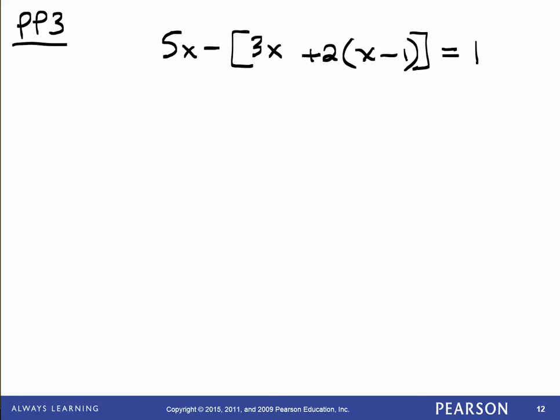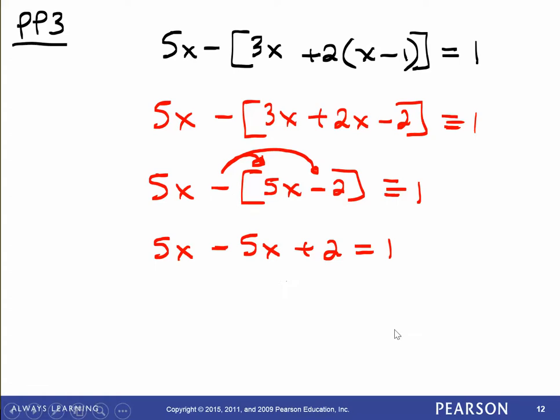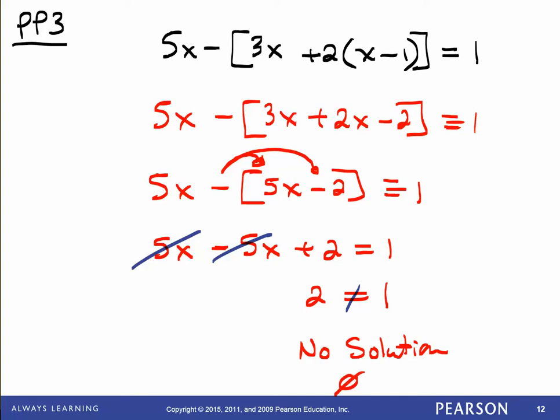Alright, so working inside the bracket only, 2 times x, 2 times negative 1. Simplifying that out, should get a 5x minus 2 inside the bracket. Distributing the negative, get you something like this, and then there's trouble. As soon as the variables disappear, the only question left is: is it a true or false statement? If it's true, we got all real numbers. If it's false, we got ourselves no solution. Alright, and the symbol for no solution, I think you guys know.